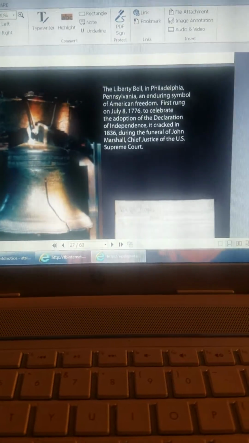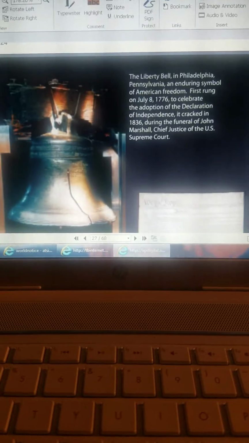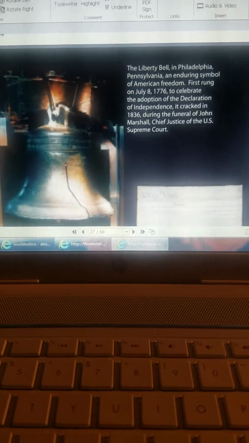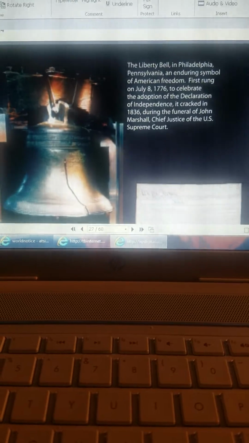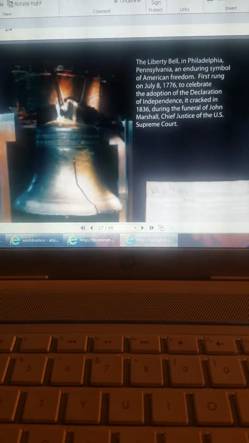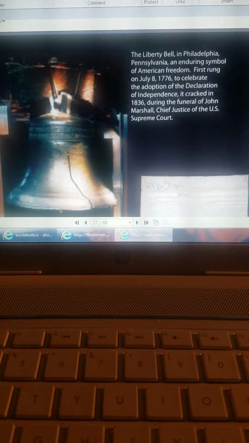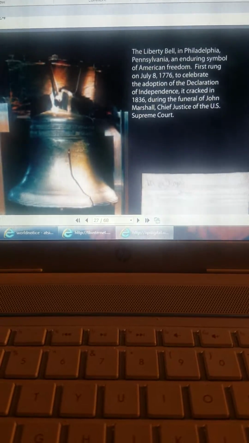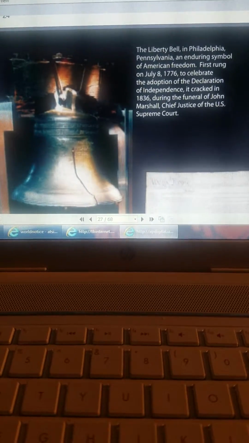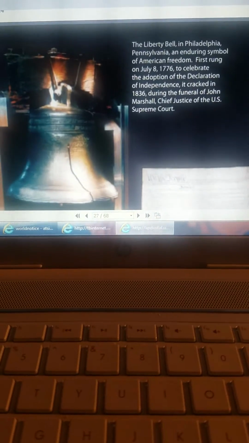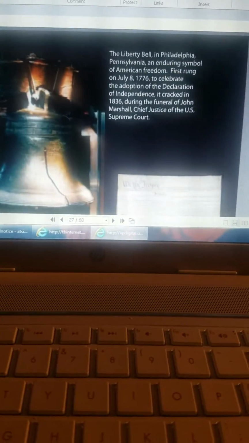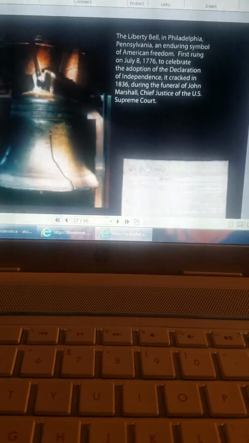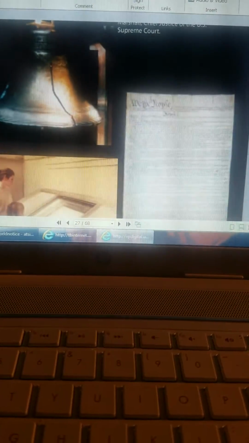The famous Liberty Bell in Philadelphia, Pennsylvania, an enduring symbol of American freedom, first rung on July 8, 1776 to celebrate the adoption of the Declaration of Independence. It cracked in 1836 during the funeral of John Marshall, Chief Justice of the United States Supreme Court. It was cracked probably already.